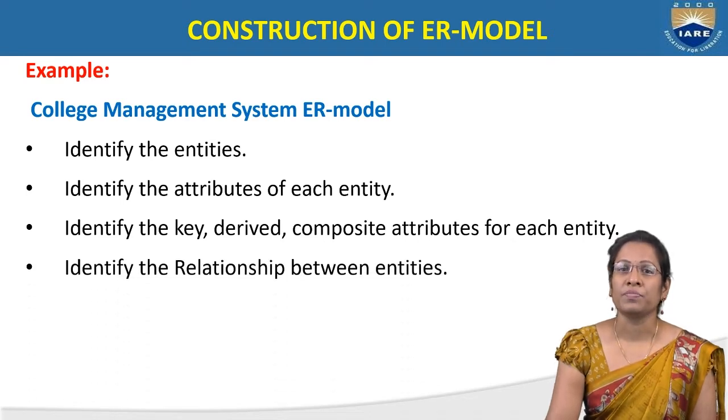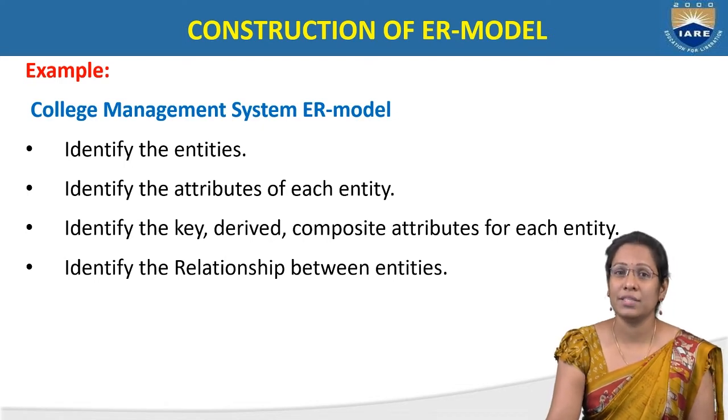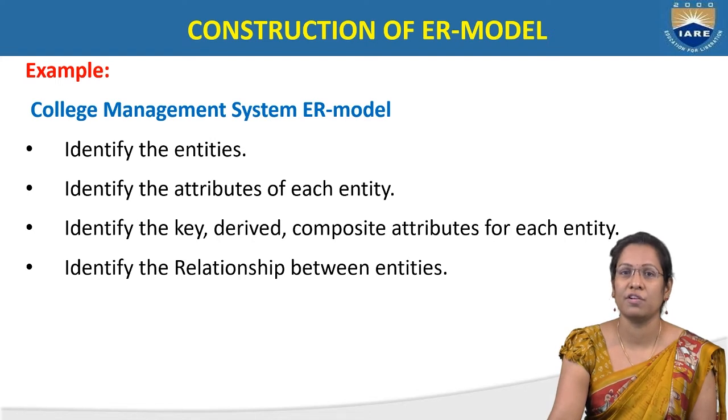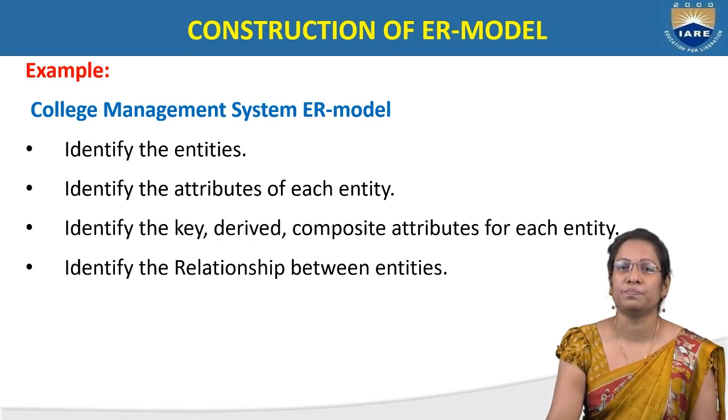And the fourth one. First thing, entities we have identified. Second thing, attributes. Third thing, we find the types of attributes for each entity. Now the next thing, we need to find the relationship between different entities. Without relationship we cannot form the ER model. If there is no connection between two entities, that is not an ER model. So we need to connect two different entities by using a relationship.